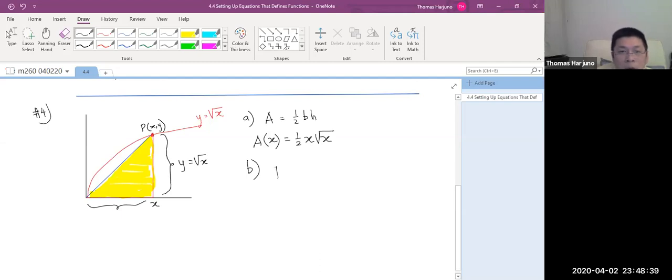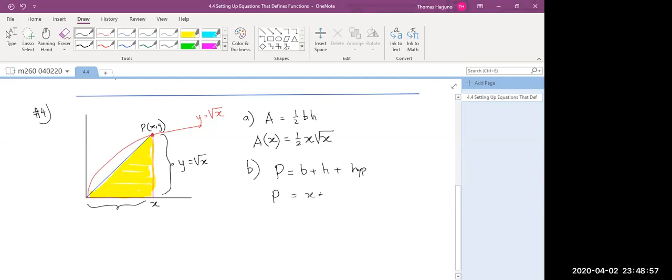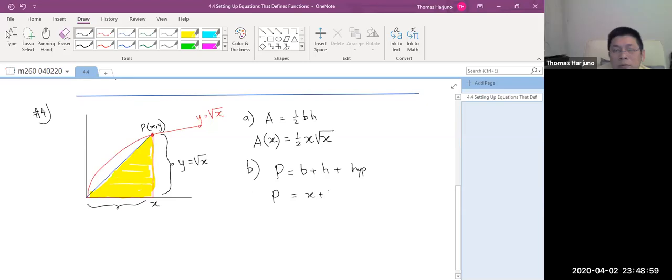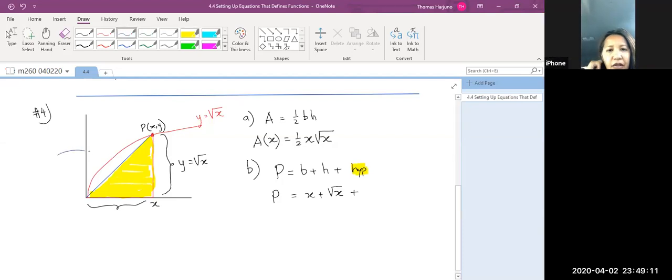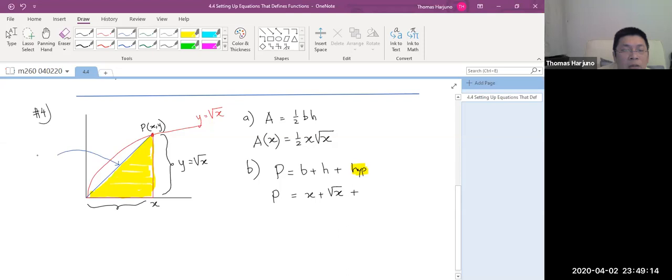Okay, while part B, express the perimeter of the shaded triangle in terms of x. The perimeter will be the base plus the height plus the hypotenuse. Is it right? What is the base again? Okay. How about the height? Square root of x. Now for the hypotenuse, we don't have that yet, right? But can you apply Pythagorean theorem? Yes. You apply Pythagorean theorem here.